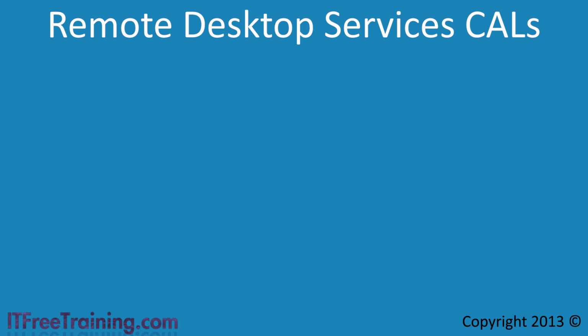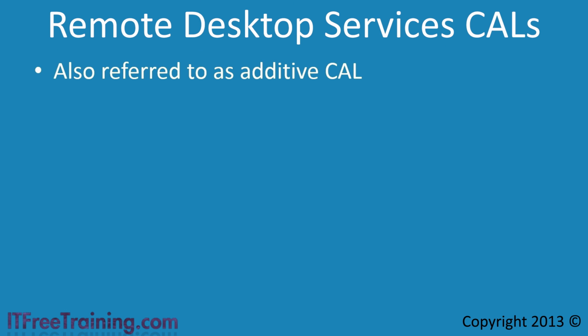The last type of CAL is Remote Desktop Services CAL. This CAL is also referred to as an additive CAL since it adds features. If you use other software from Microsoft like SQL Server and Exchange, you will need to purchase CALs for that software in order to use its features.